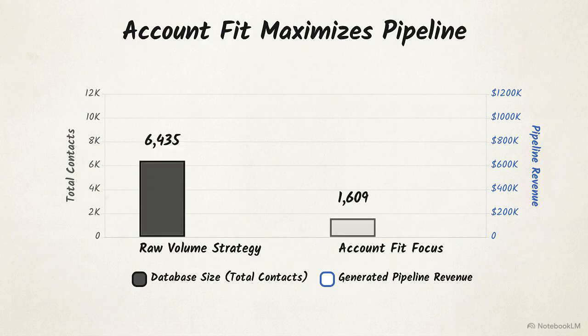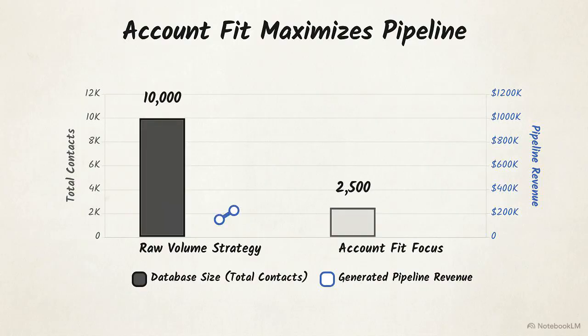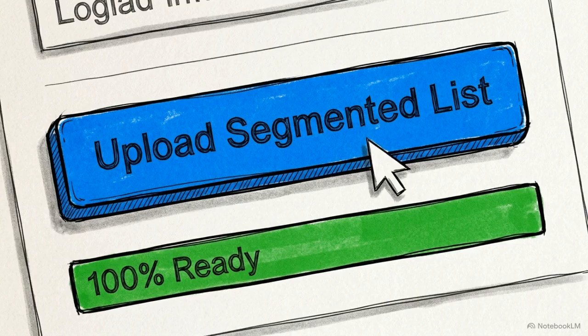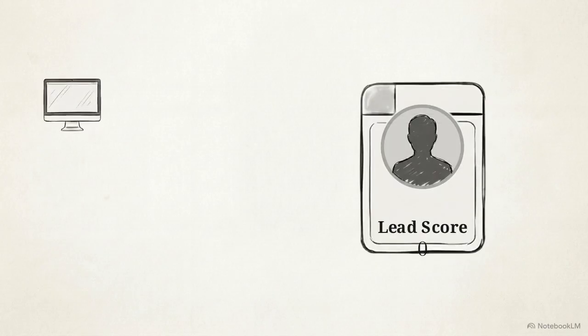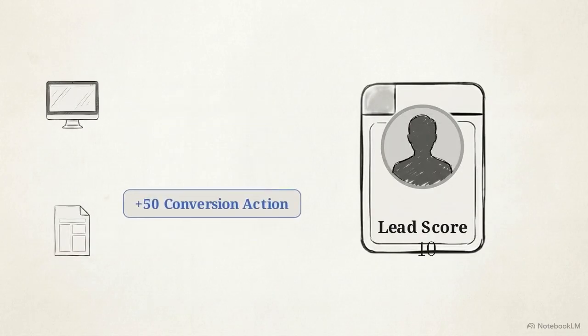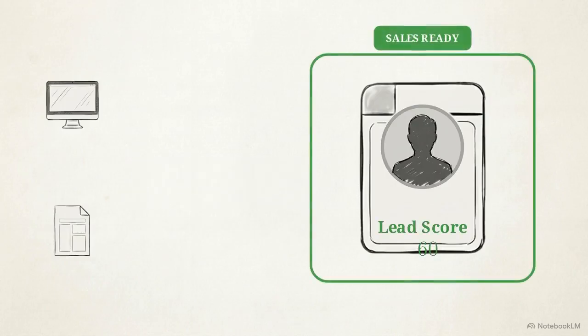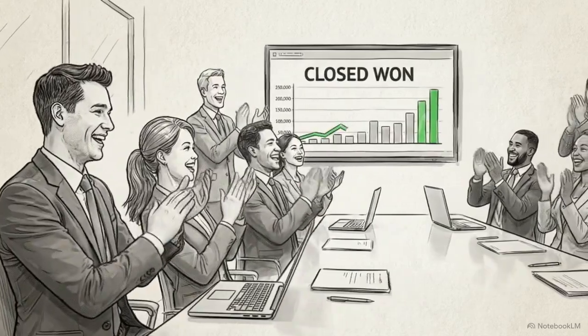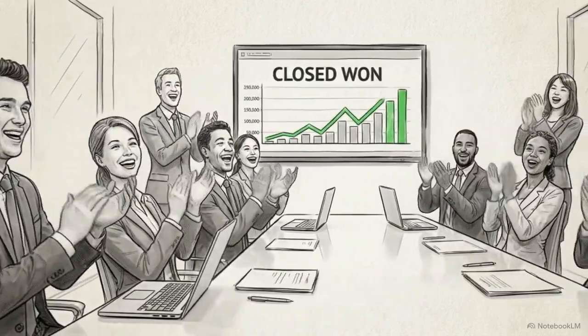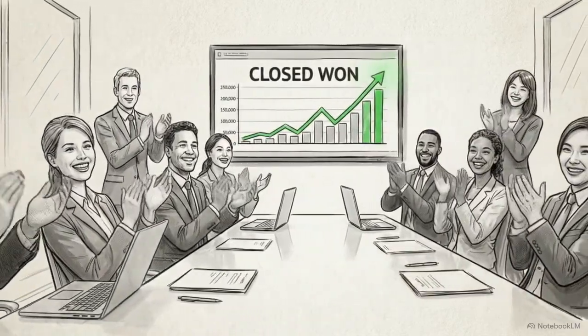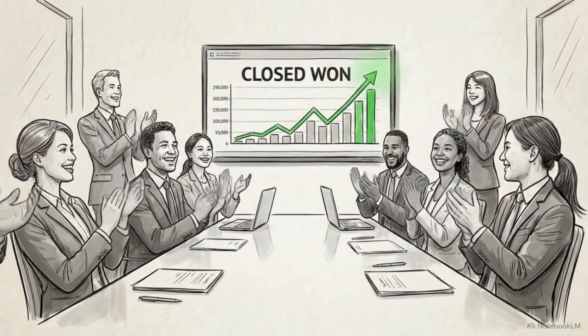Prioritizing account fit and database hygiene over raw volume guarantees your messaging is relevant. The immediate next step is uploading this clean list into your marketing automation platform. From there, implement lead scoring. This allows sales to prioritize accounts based on active engagement signals, like website visits or form submissions, rather than just email opens. Ultimately, this deliberate process serves one exact purpose: giving you the data you need to track and generate closed revenue.